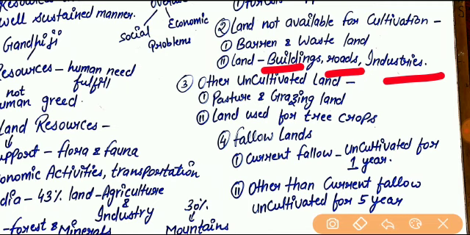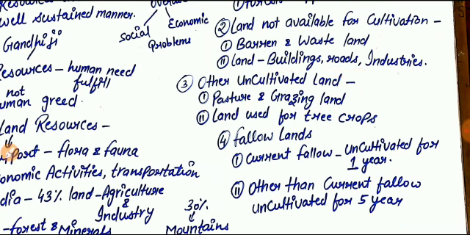Third, other uncultivated land. Other uncultivated land means, first, pasture and grazing land. The land that is used by animals for pasture or grazing is called pasture and grazing land. Second is land used for tree crops. Plantation is done on these types of lands.